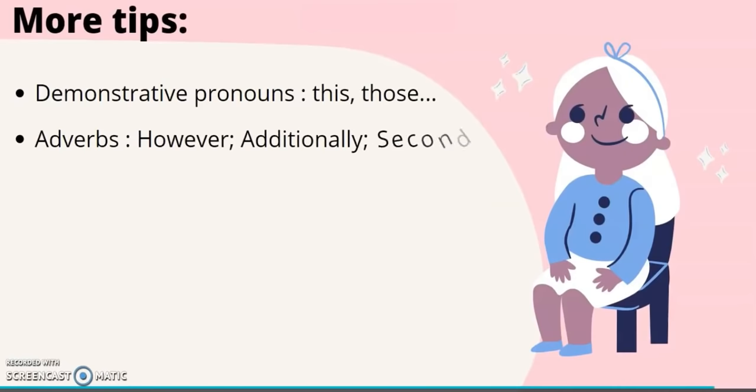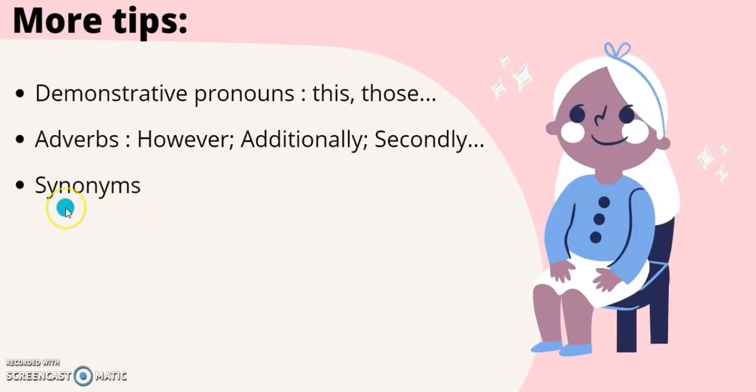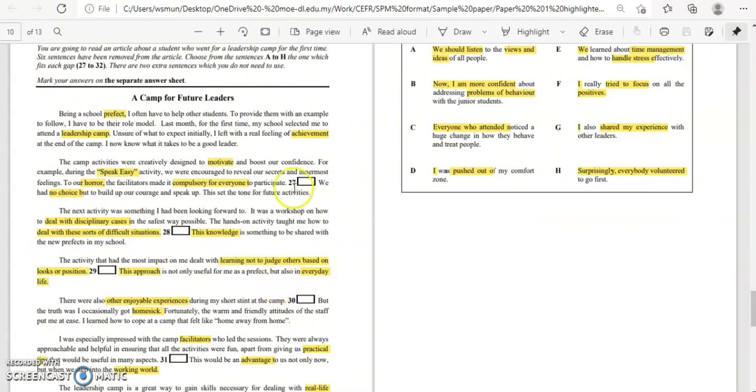In other cases, focus also on synonyms or words that have similar meanings. For example, gap 27 in paragraph 2. Let's focus on the sentences before and after the gap. "To our horror, the facilitators made it compulsory for everyone to participate." "We had no choice but to build up our courage and speak up." You see the word compulsory here? Compulsory, no choice. They have similar meaning.